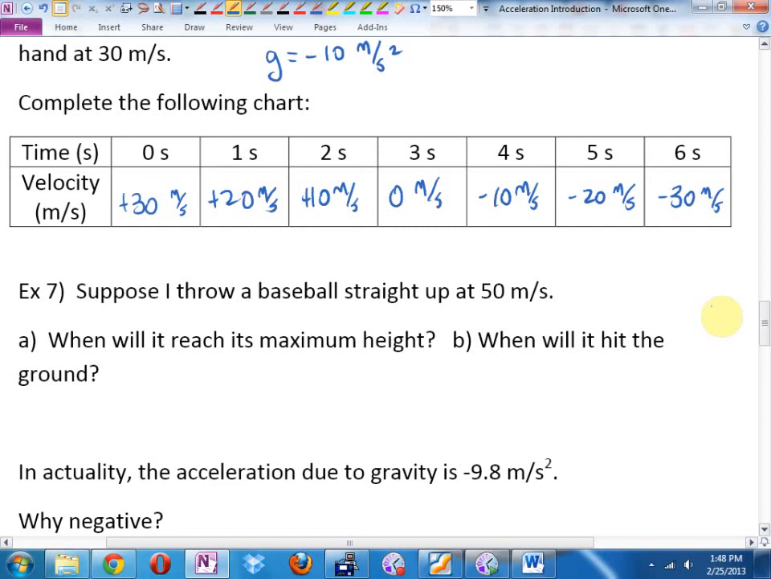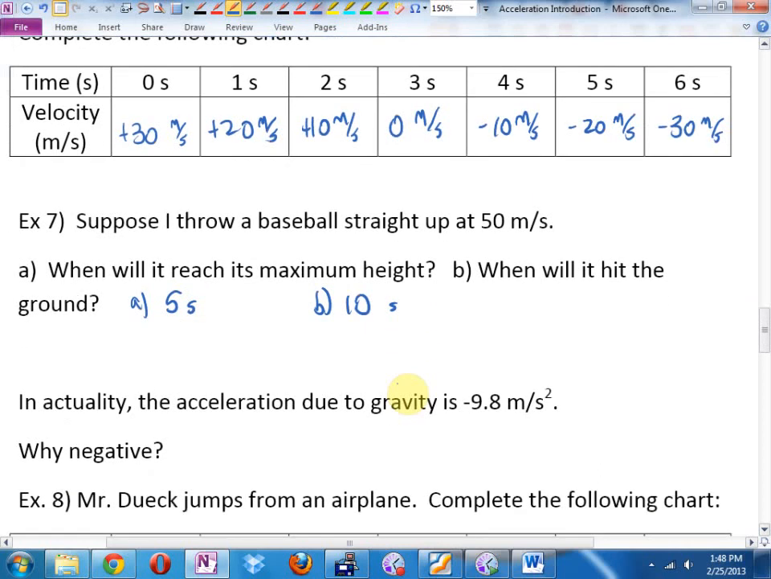I really should have said this. At time 0, you're at 50. At time 1, you're at 40, 30, 20, 10, 0. When will it reach its maximum height? That's a 5 and then an S for seconds. That's not SS. When will it hit the ground? Oh, okay. Yeah.